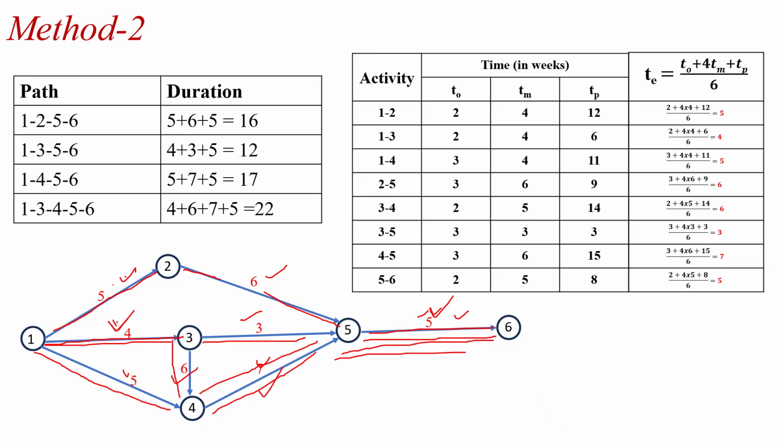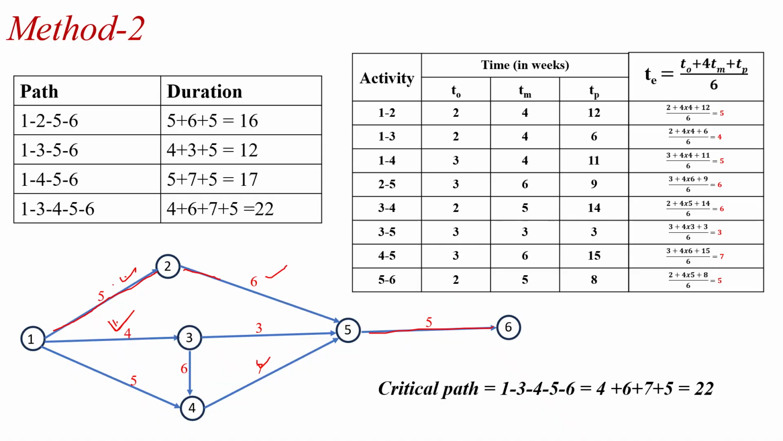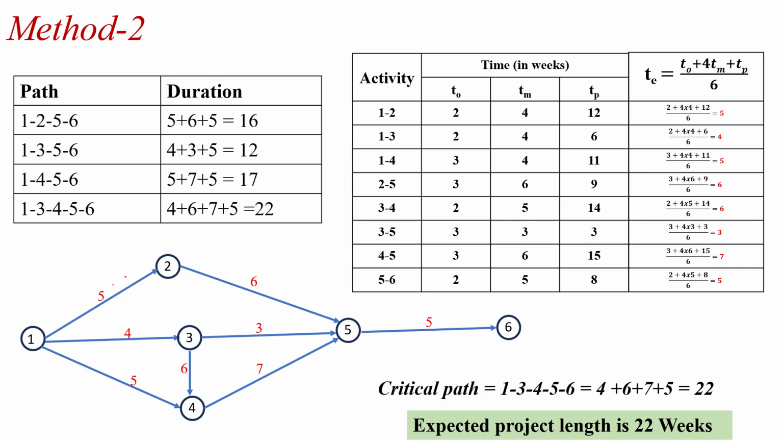So here among all the paths, maximum duration is for the path 1, 3, 4, 5, 6. So here critical path is the 1, 3, 4, 5, 6 and time duration in this path is the 22 weeks. So expected project length is the 22 weeks. So answer is the 22.